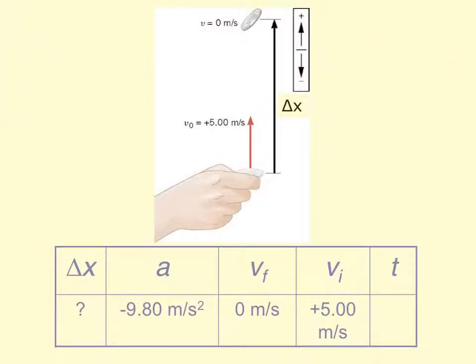And just like we said and did, we are looking for displacement. We have acceleration because we assumed it. We know the final velocity because we assumed it was 0 at the top of the flight. And we know the initial velocity is a positive 5. The only thing we don't have is time, so let's look at the Fab 5 we can use for that.